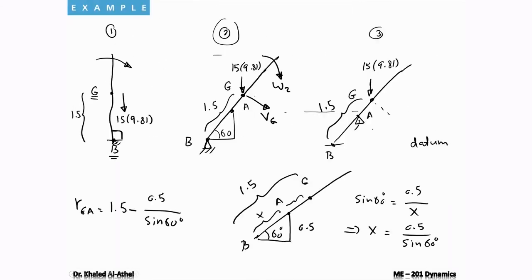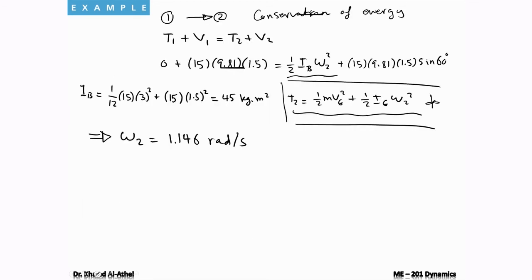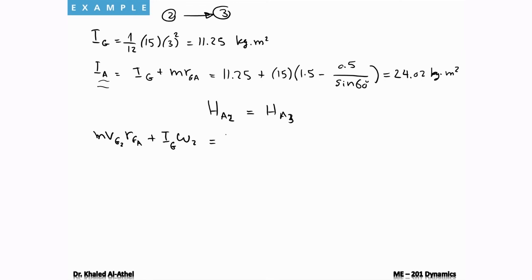Remember, I'm taking the angular conservation of momentum around point A. In location 3 or position 3, it is the same as position 2, but the only difference is that it is now rotating around A instead of rotating around B. So I can say Ig omega 3 plus MVG3 and so on, or I can take I around A, which is what I calculated, and I told you that I'm going to use it. So it's going to be I around A omega 3.